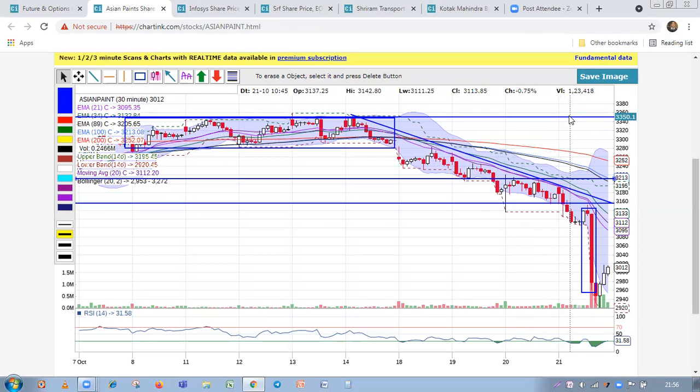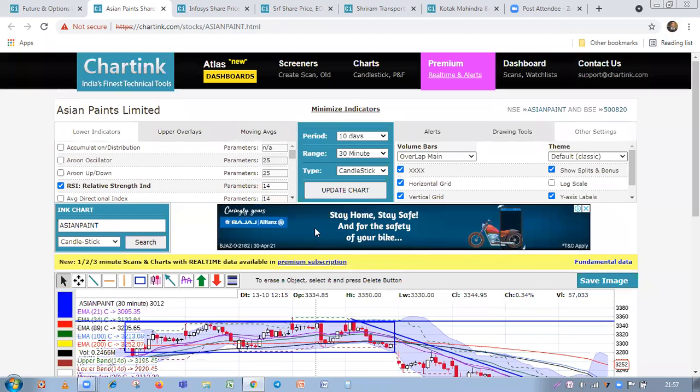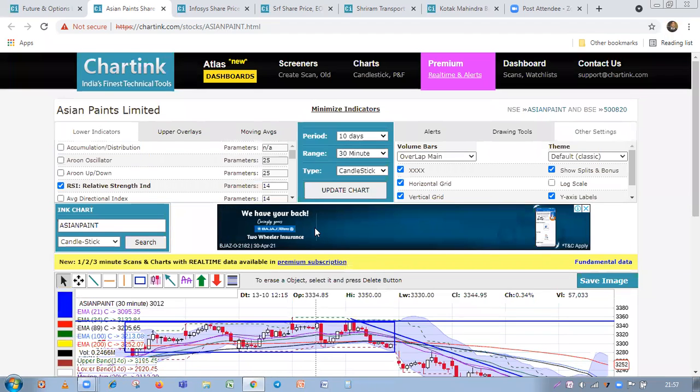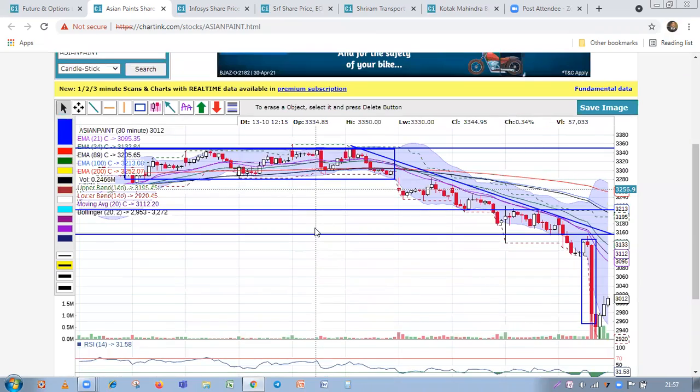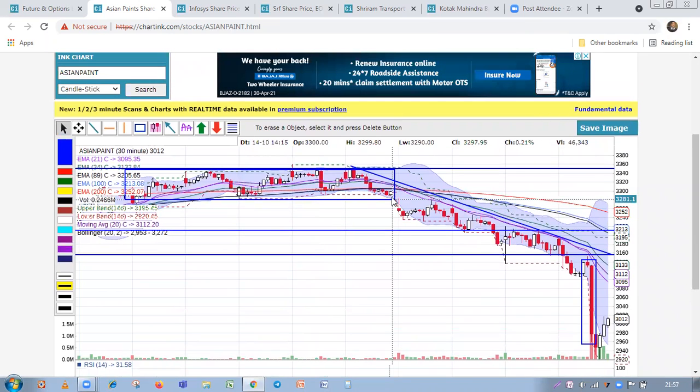That means a 150-point movement is sure to be there in this range. But immediately there's a big resistance, so it can again face resistance there. Sustaining above this level, we can expect a further move. For that, we need to check a higher time frame chart, but I'm just checking the 30-minute, 10-day period chart. On the 30-minute chart, we can track the movement on an intraday basis and trade accordingly.